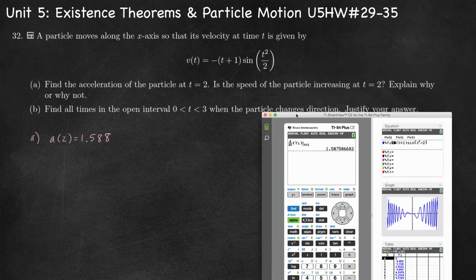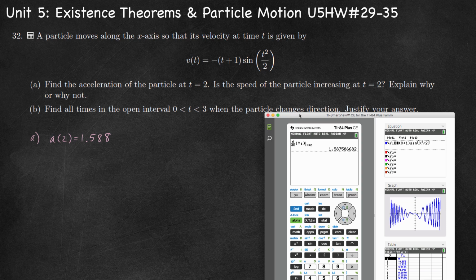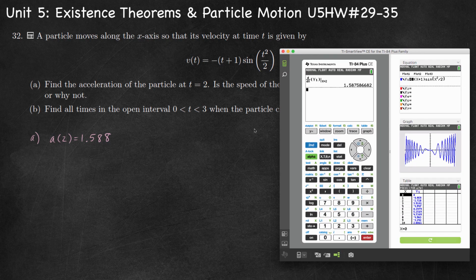Is the speed of the particle increasing at t equal to 2? Well, we know the acceleration is positive at 2. What is happening with the velocity at time 2? So looking at my graph, it looks like it's negative, but let's verify that. I'm just going to hit trace 2, enter. And yes, I can see that at time 2, the velocity is negative 2.728.